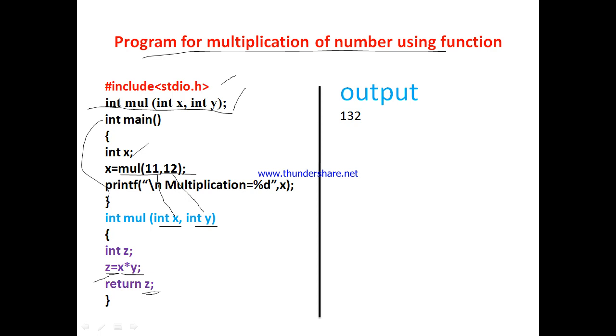So when this function is completed, it comes to the place where it was called and returns the value, which is stored in the variable x. So here we are printing the statement printf("multiplication is equal to %d", x). So x is equal to 132. This value is printed.